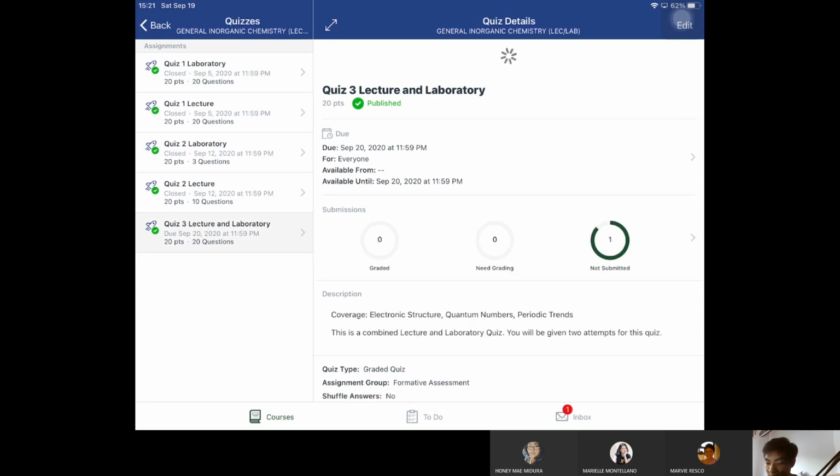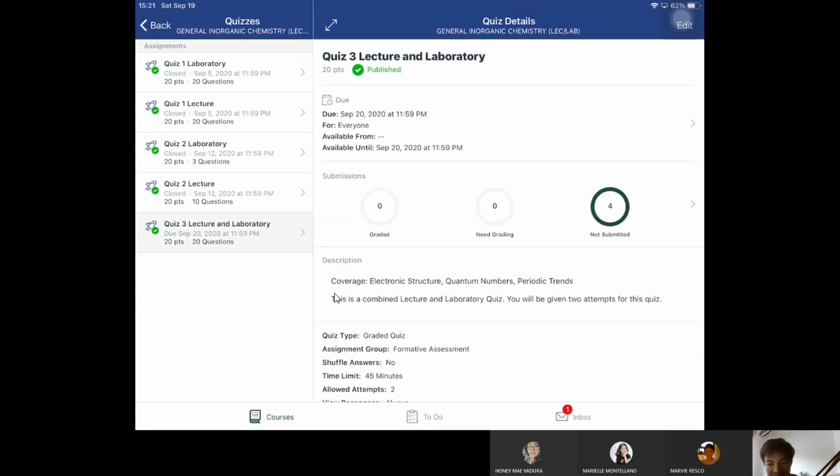Ang ginawa ko dito, ito yung coverage niya. Electronic structure, yung Schrödinger equation, yung black body radiation, something, no? So, yun. Kung naalala nyo pa, or if di na, rewatch na lang kayo ng video. Yung Heisenberg principle, Schrödinger principle, yung kay Bohr. Quantum numbers, ano yung mga quantum numbers natin, yung n, yung l, yung ml, pati ms. Ano yung mga allowed values, and then periodic trends.